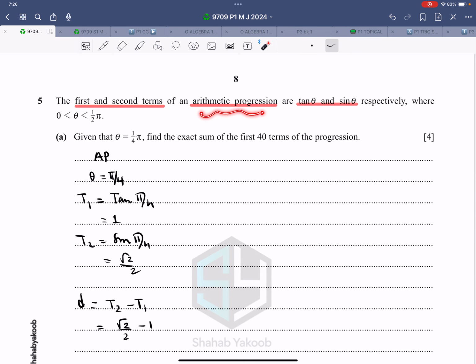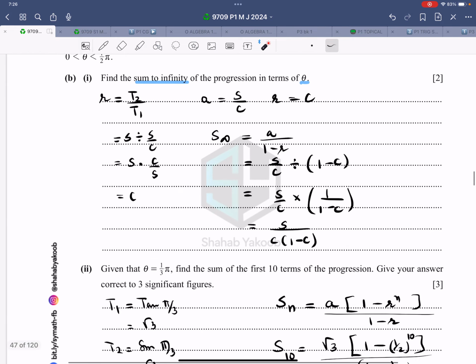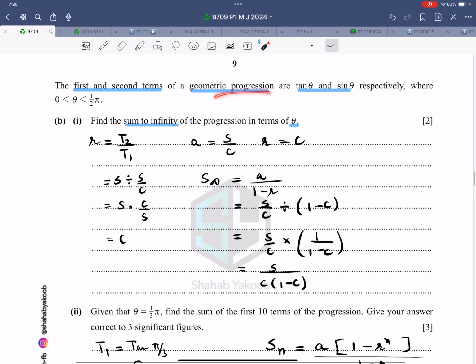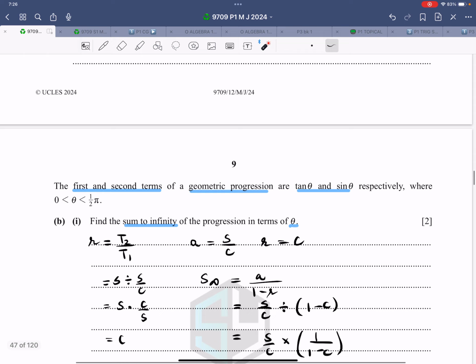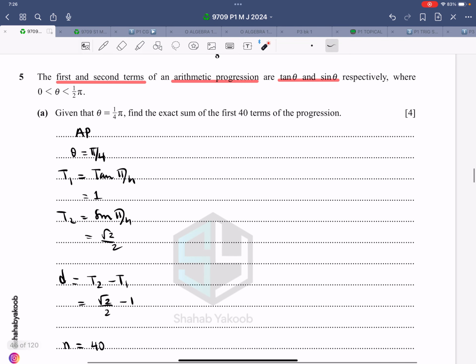The first part is AP, and I think the next part is GP, and there is part 1 and 2 of part B. So now over here in question number 5, what do we see? It says the first and second terms of an arithmetic progression are tangent theta and sine theta respectively. Respectively means whatever is written first, that's the first term. Whatever is written next, that's the second term. Where theta lies between 0 and pi by 2.